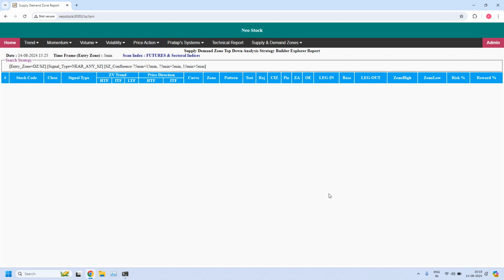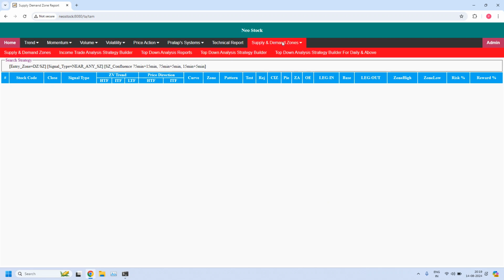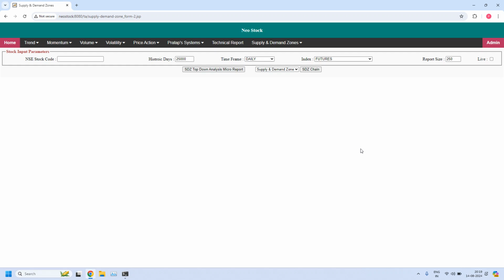We also identified daily and 75 minutes high liquidity zones. Now let's look into Nifty and Bank Nifty supply demand zone chain. First, let's start with Nifty 50 supply demand zone chain, starting from monthly time frame. So I am generating a Nifty supply demand zone chain for monthly time frame.